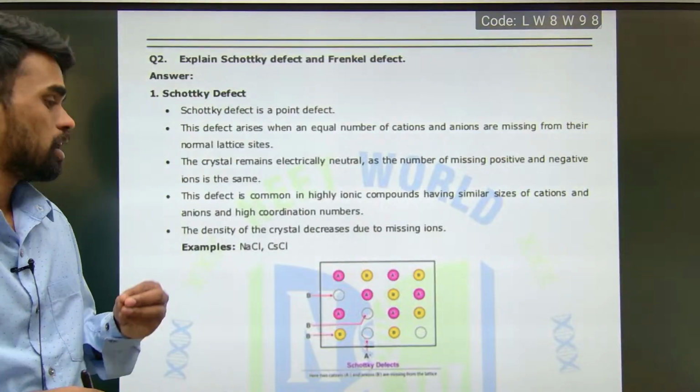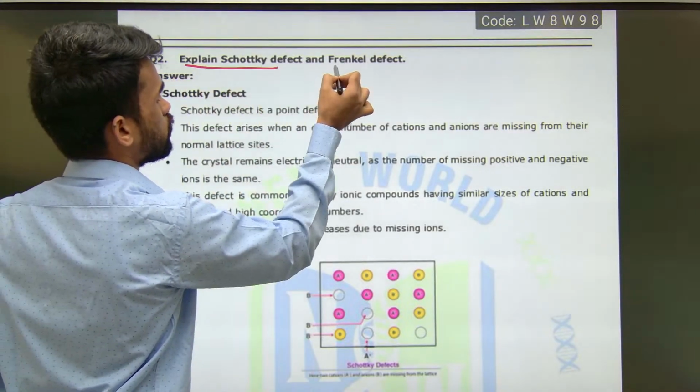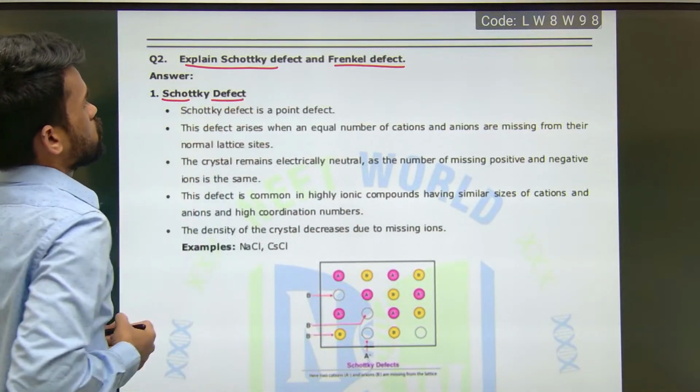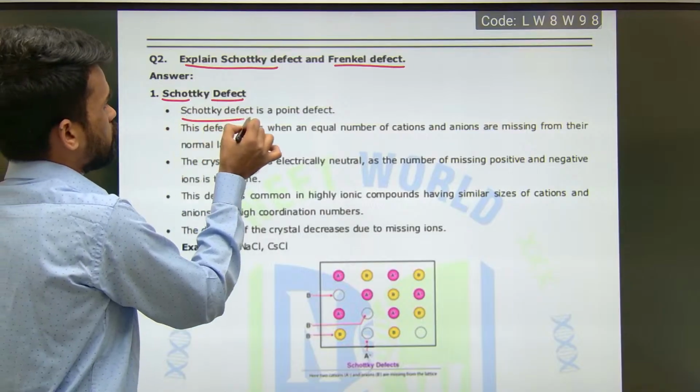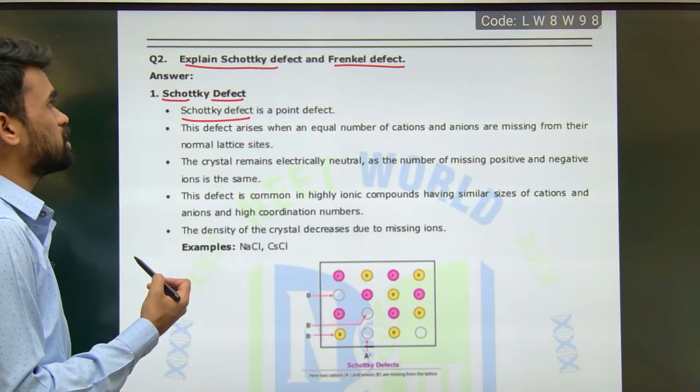Explain Schottky and Frenkel defect from here. Okay, just listen to me, you will get the clarity. Okay, it's very easy. Schottky. So what is it saying? So Schottky defect, some people will say Schottky also. I can say it as Schottky defect.